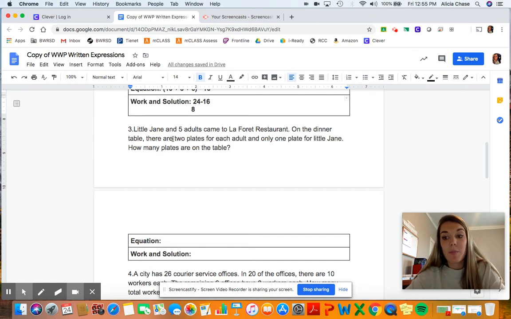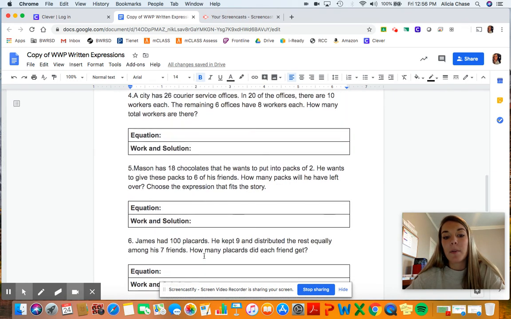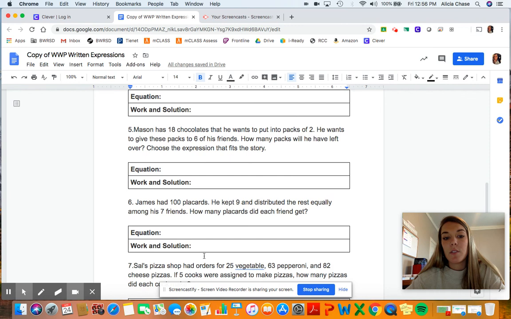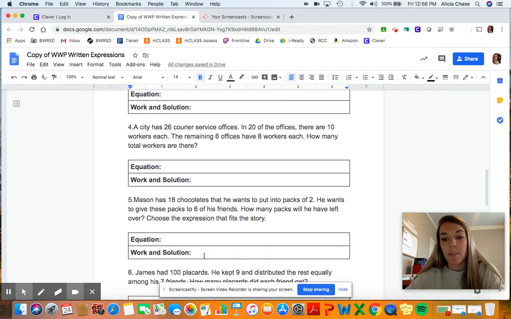So you're going to need to be multiplying the number of adults times 2. And then you can't forget about how many plates Jane has. So you're going to need to add that on. The 1 plate for Jane. Okay? Please write your equation, then do your work and solution. All I'm asking is that you go up to number 6. Okay? You don't need to do the last 2. So that means you have 4 to try independently.